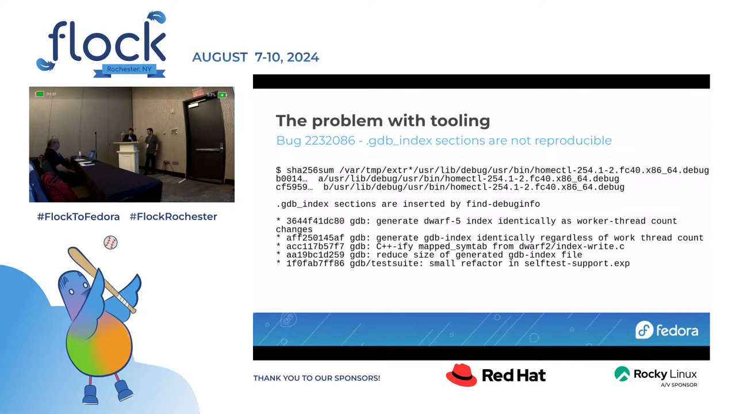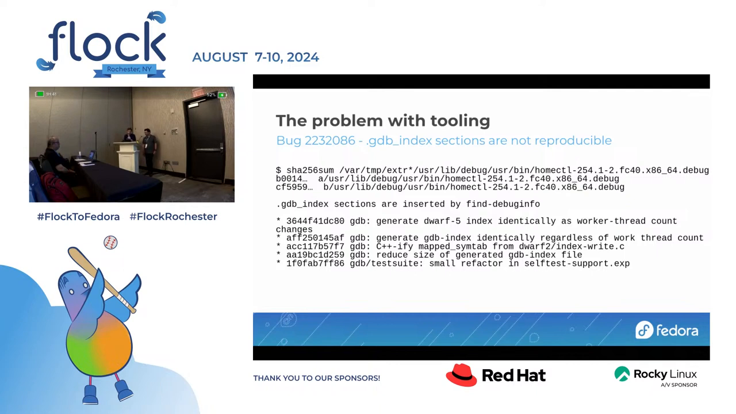It's added in a post-processing build step. And this is another example of something that's specific to Fedora, because other distributions don't do this. We insert the GDB index section to make GDB work faster. And so it just wasn't encountered earlier.